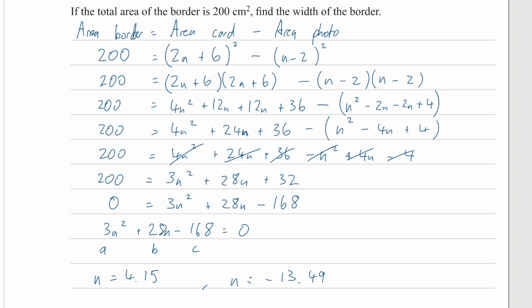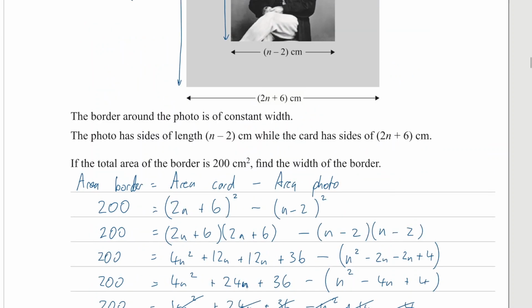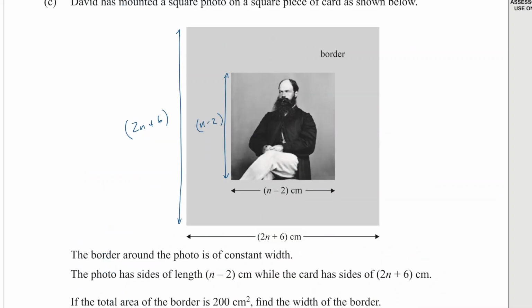So got this far, that's looking at a merit. But how do we secure the excellence? By answering the question. So we didn't answer the question yet. We need to find the width of the border. So looking back at our problem, the total width of the card minus the width of the photo leaves us this distance here, the sum of those two, right? And so if we half that, we will get 1 border width.